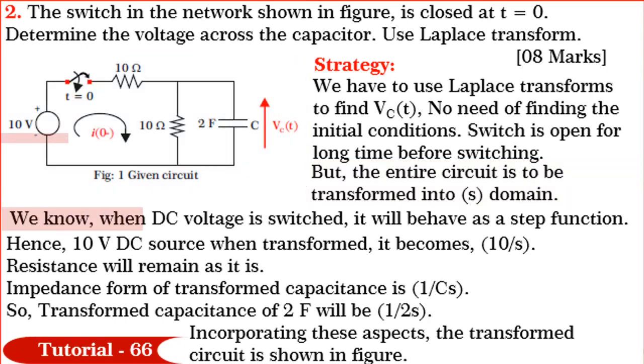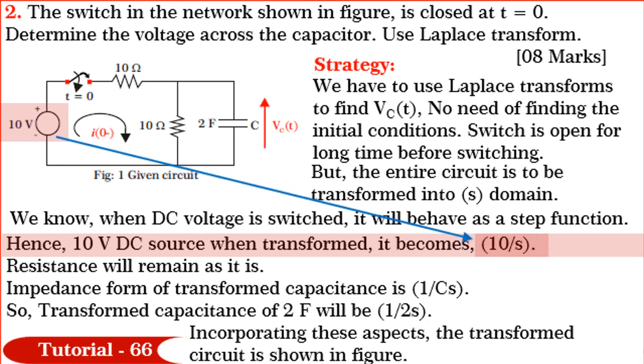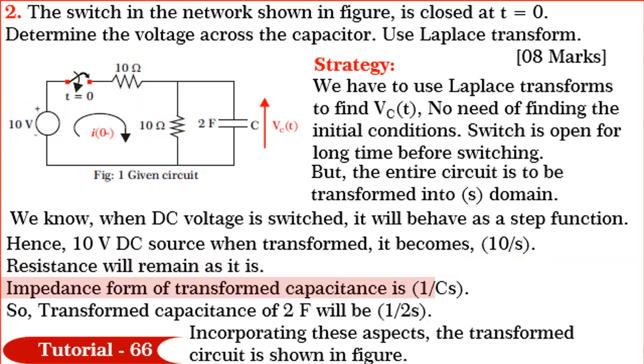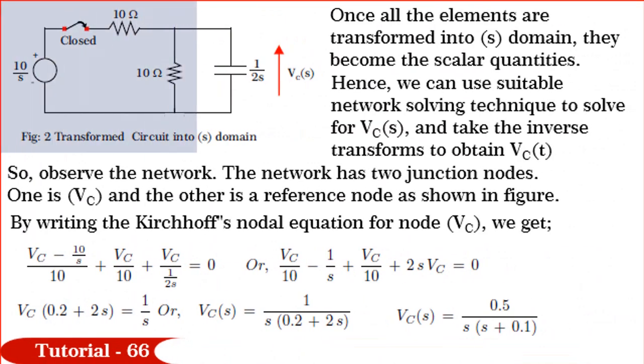We know that when DC voltage is switched, it will behave as a step function. Hence, the 10 volts DC source, when transformed, becomes 10 divided by S. This you know. Resistance will remain as it is. Impedance form of transformed capacitance will be 1 upon Cs. So, 2 farad capacitance, when transformed, becomes 1 upon 2S. Incorporating these aspects, the transformed circuit drawn is shown in figure.